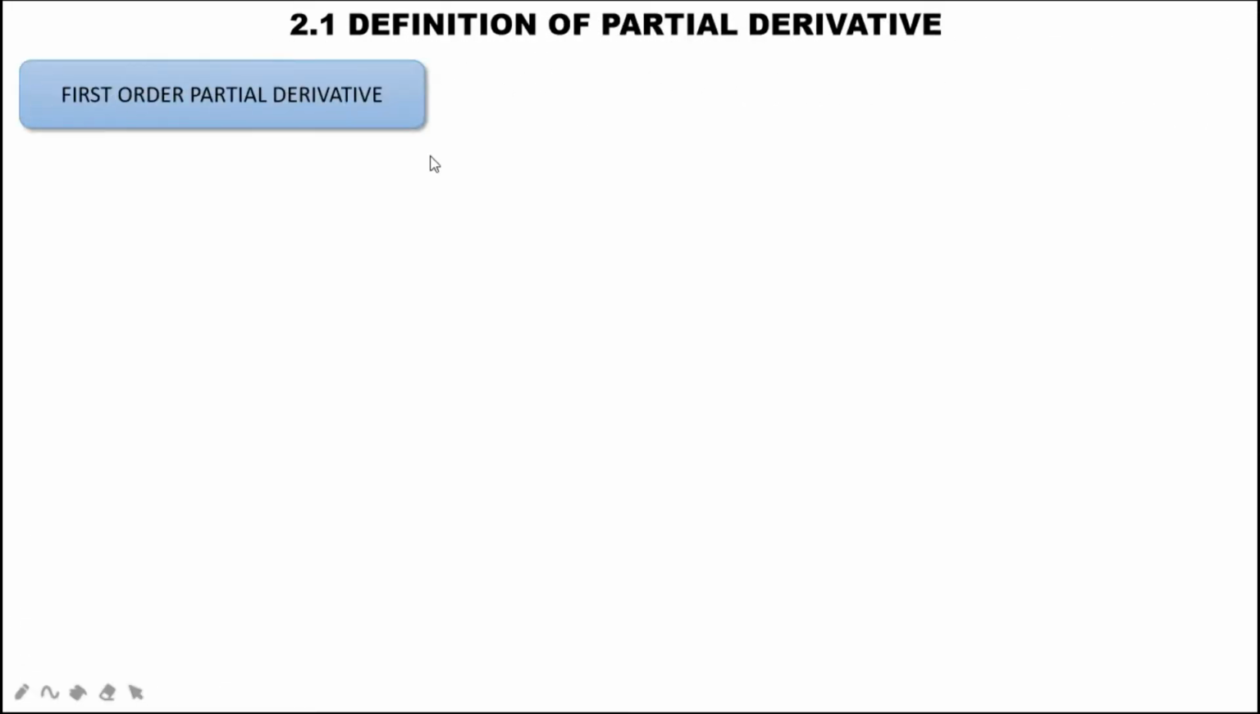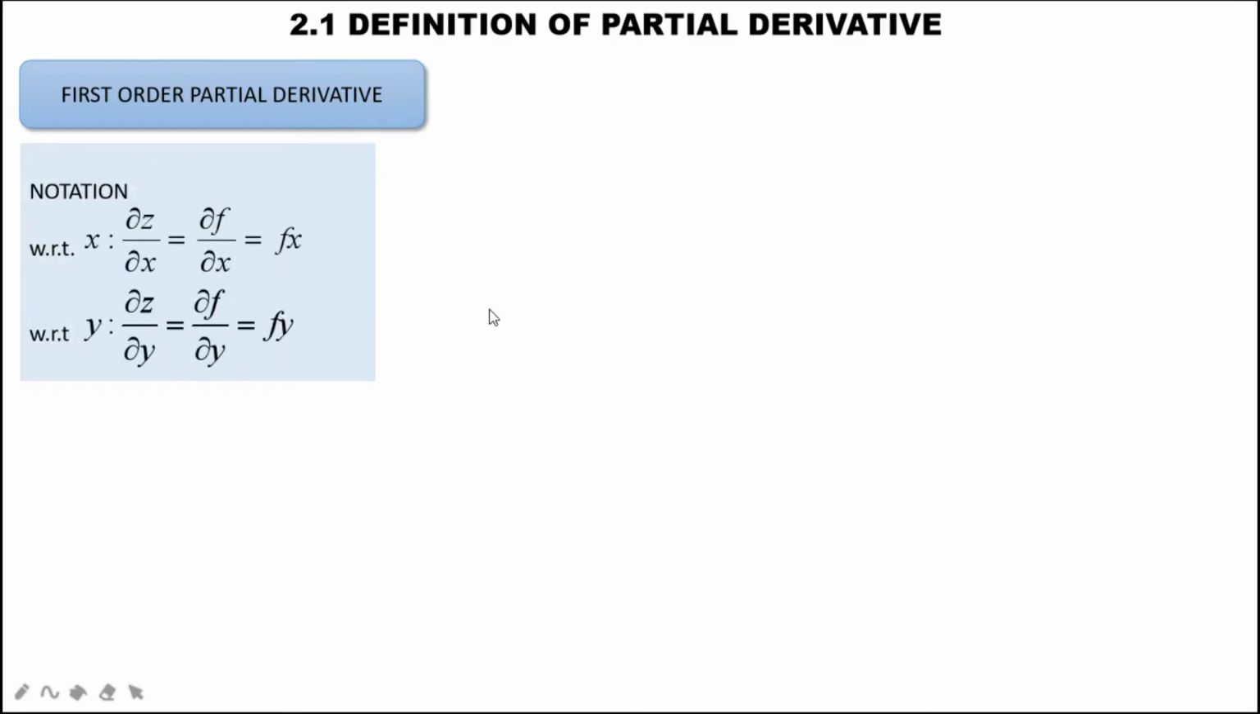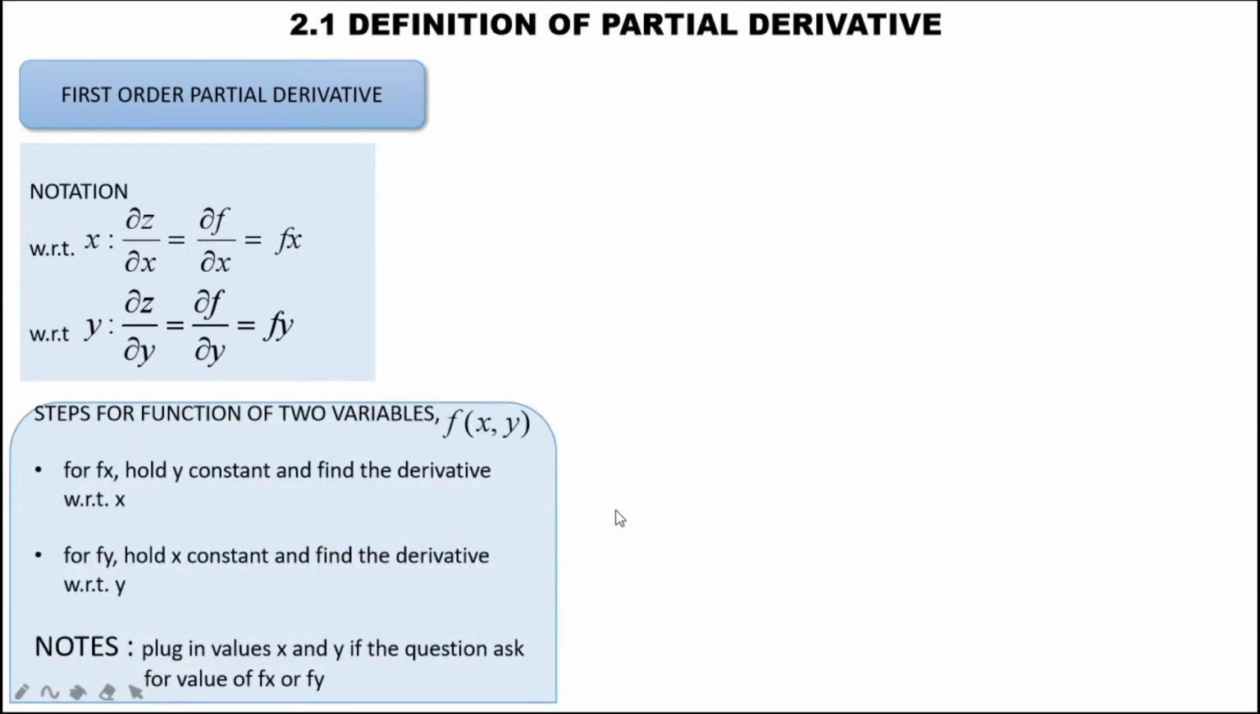The first part of chapter 2 part 1 is the first order partial derivative. So here are the notations. If it is with respect to x, the notation is ∂z/∂x equal to ∂f/∂x equal to fx. And if it is with respect to y, the notation is ∂z/∂y equal to ∂f/∂y equal to fy. So next are the steps for a function of two variables, f(x,y).